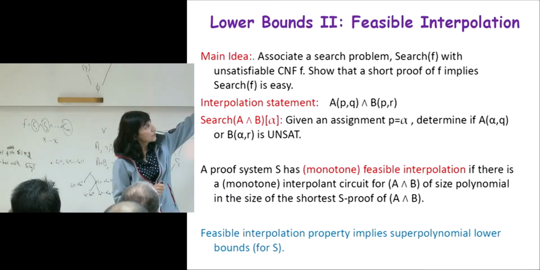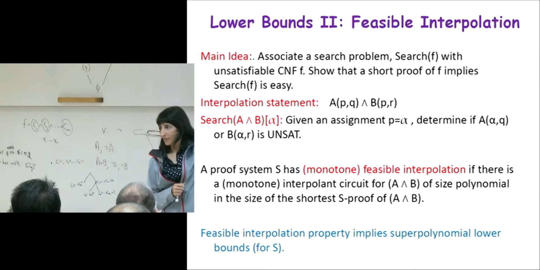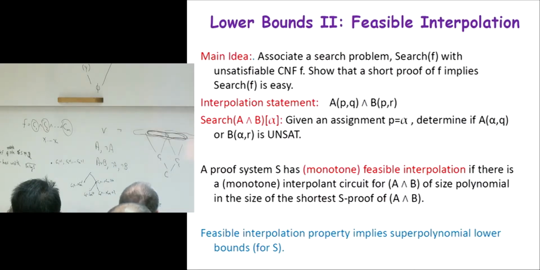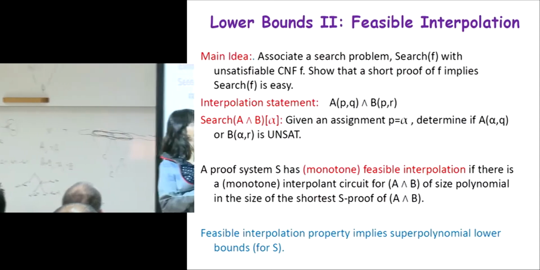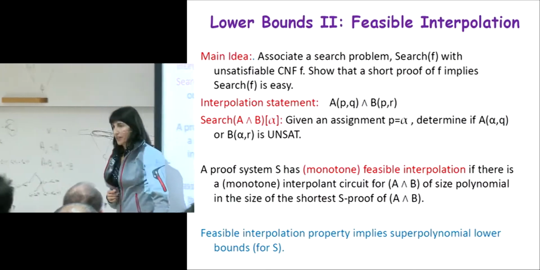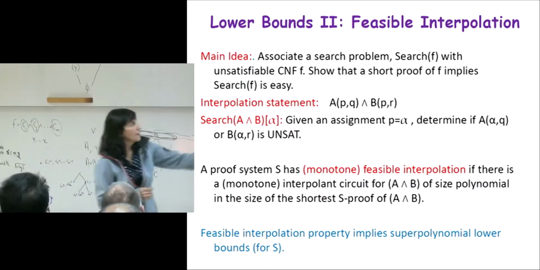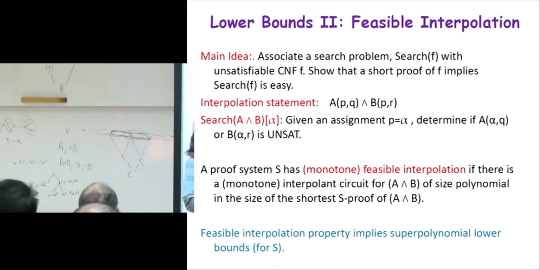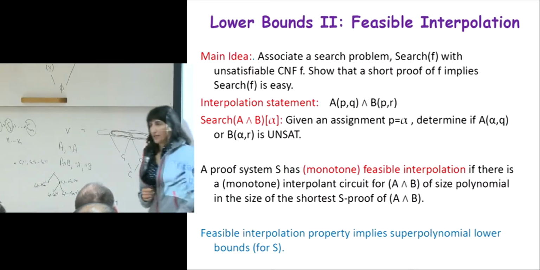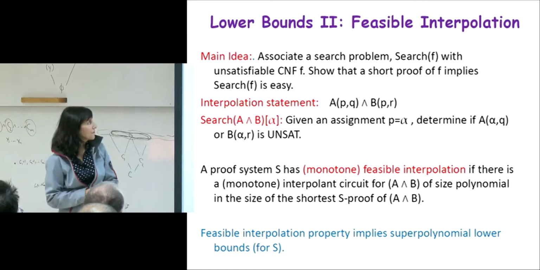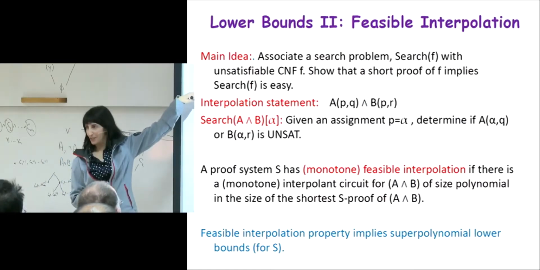So you're starting off with a special kind of CNF formula where A is a bunch of clauses and B is a bunch of clauses. P, Q, and R are vectors of variables. They share the variables P, and they have private variables. A has the private variables Q, and B has the private variables R. And this is a variant of what I told you before.